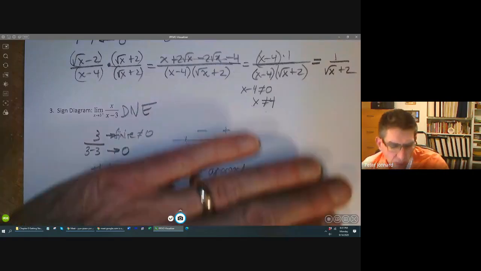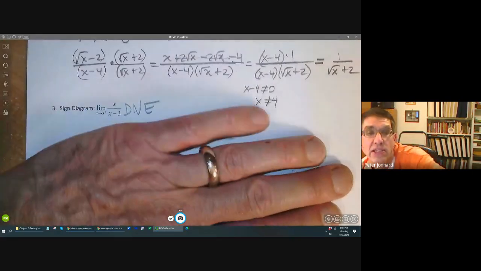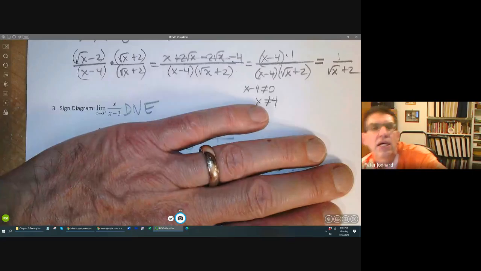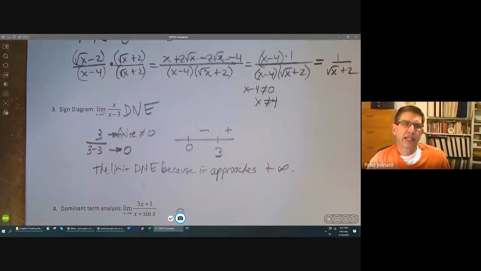I always think it's good practice to justify your answer and give some explanation. If you simply write that the limit does not exist, that is the correct answer, but you're not really justifying it in any way. The sign diagram helps to make that justification.